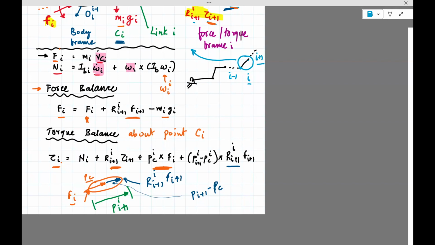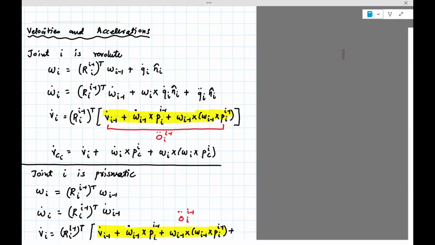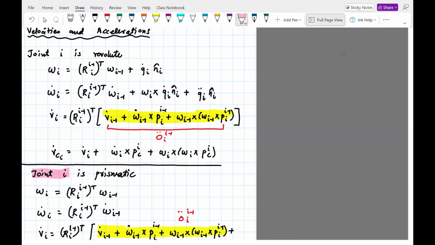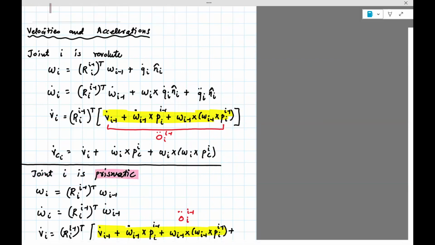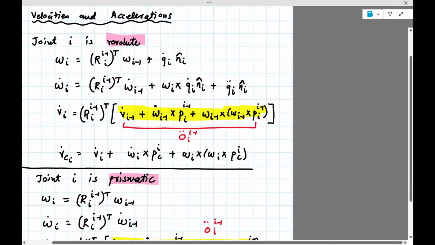This is where we'll go back to our differential kinematics. Remember, we had done differential kinematics where we talked about velocity propagation, angular velocity propagation. In this case, you need to do a little bit more. You need to find angular acceleration, so omega dot and Vc dot. That is going to be a bunch of other formulas. So velocity and acceleration, there are two cases: joint i is prismatic and joint i is revolute. The same arguments which I'm going to discuss for the revolute joint hold for prismatic. Let's just look at the revolute joint.